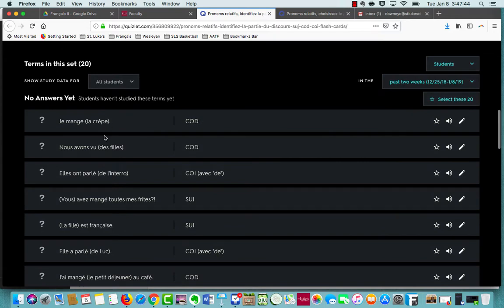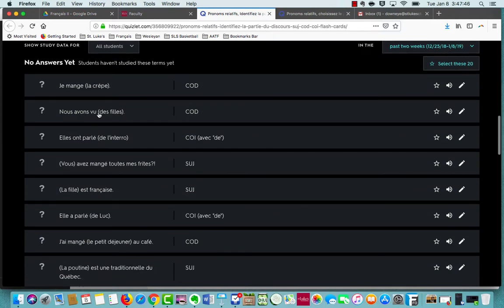This is a COD, okay? This is also a COD. Notice because of the verb, we saw some girls. It's not of the girls, but some girls, okay? Remember, des could be of the as a contraction, de plus les, or it just means some as an article, different parts of speech, okay?